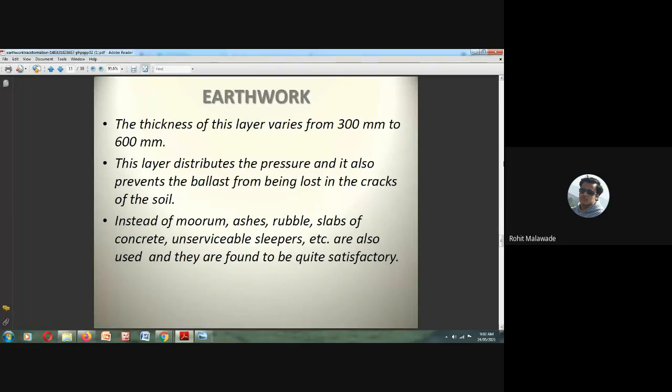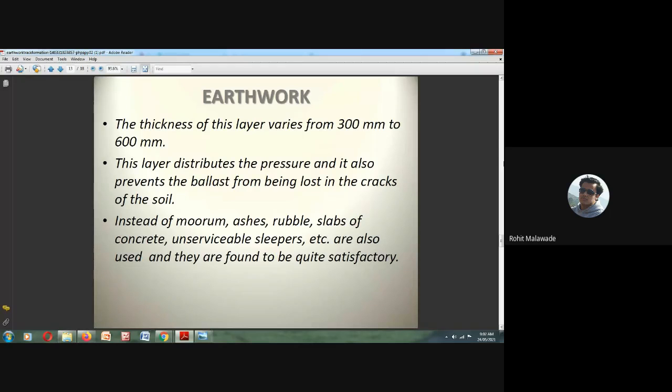This layer is going to distribute the pressure, and also it is going to prevent the ballast from being lost in the track soil. See, if we don't add this muram, then what will happen? The black cotton soil is going to change its volume, and it is not going to have sufficient bearing capacity.